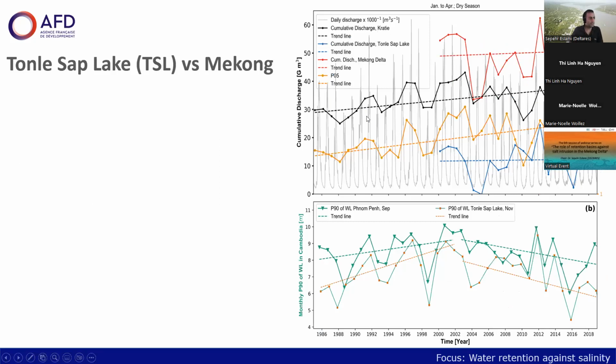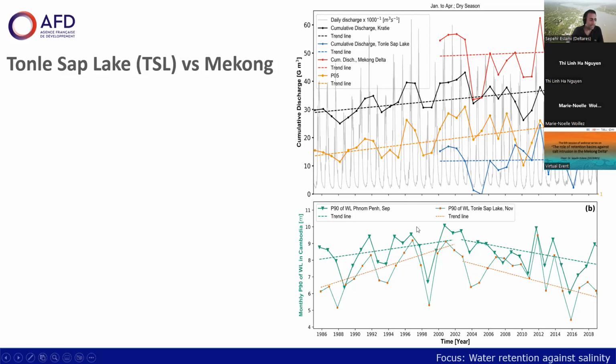So I mentioned already that freshwater supply to the delta in the dry season has been following an increasing trend. This is from discharge in Kratie. The dry season discharge has been increasing. At the same time, the total discharge of the Mekong Delta has hardly been changing, a very weak increasing trend, but that could also be an artifact of the numbers. In principle, there's not much change.